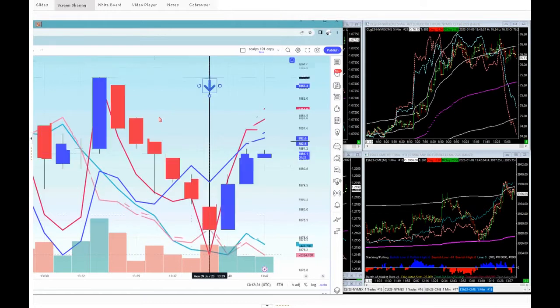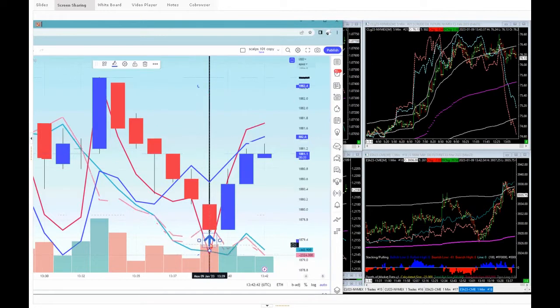Buy it. I've got it back to front, guys. I was looking at oil. 100% certain you're going to buy it. Remember, if you're selling the pink line, you're buying the candles. If you're buying the red line, you're buying the candles.